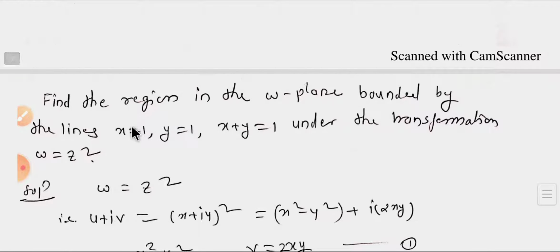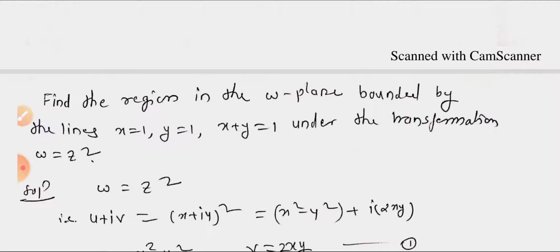that is, find the region in the w plane bounded by the lines x equal to 1, y equal to 1 and x plus y equal to 1 under the transformation w equal to z square. Here x, y values are given, which are the planes bounded by the lines. Let w equal to z square. w means u plus iv. We convert the z plane to the w plane. We sketch the figure also here.